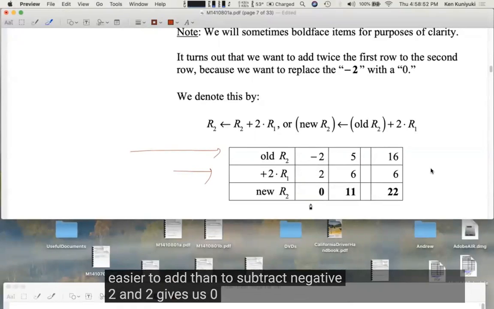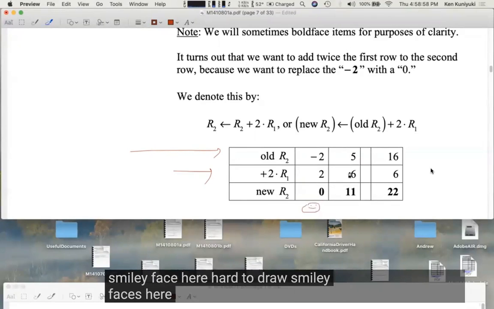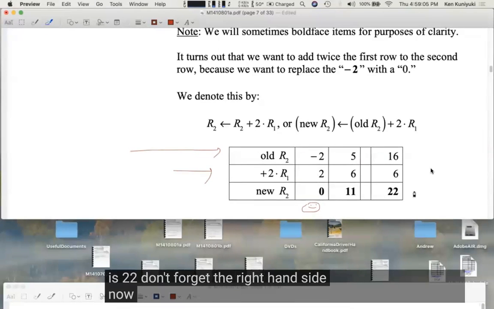-2 and 2 gives us 0. We like that. I put a smiley face here. Hard to draw smiley faces. Here, 5 plus 6 is 11. Here, 16 plus 6 is 22. Don't forget the right-hand side.